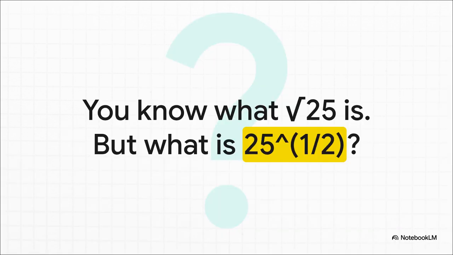Okay, so you know this, right? The square root of 25. That's 5. No problem. But what if you saw it written like this? 25 to the 1/2 power. Kind of weird looking. But here's the kicker. They mean the exact same thing.